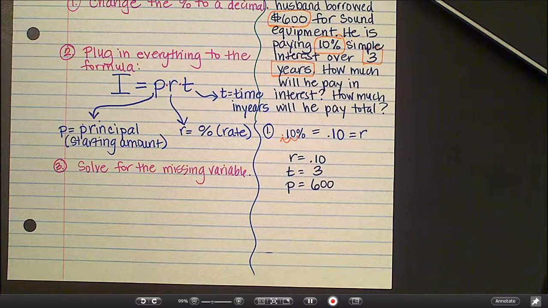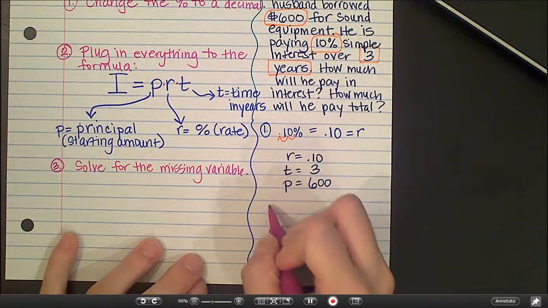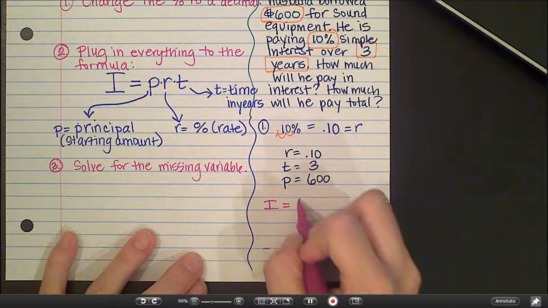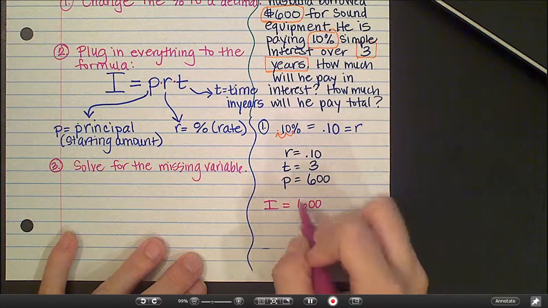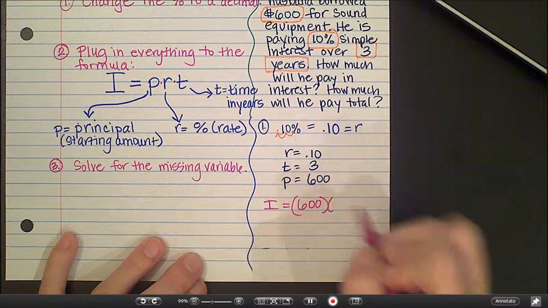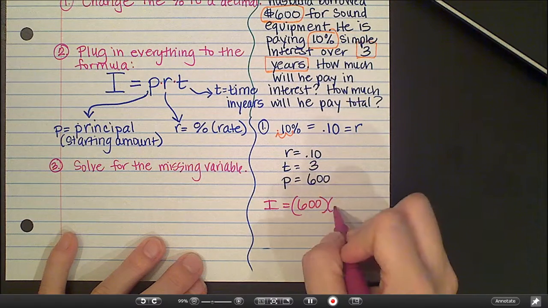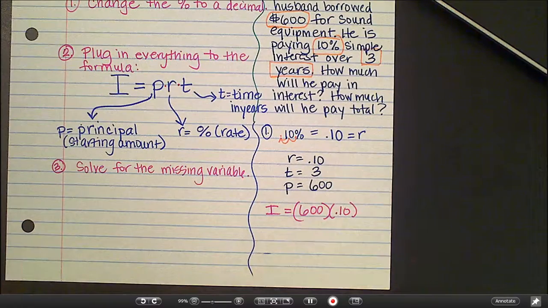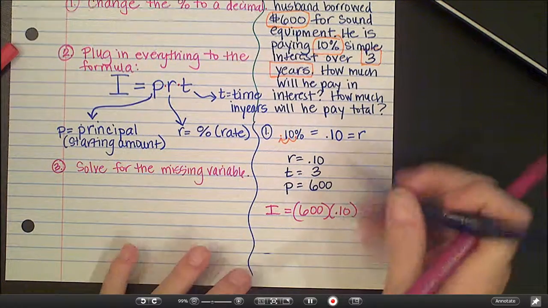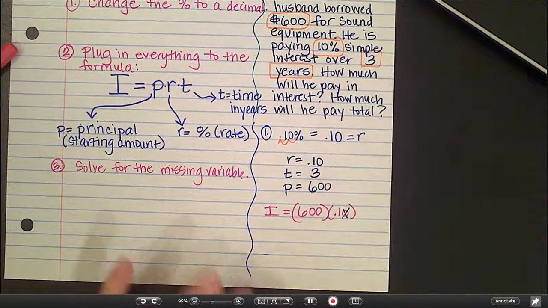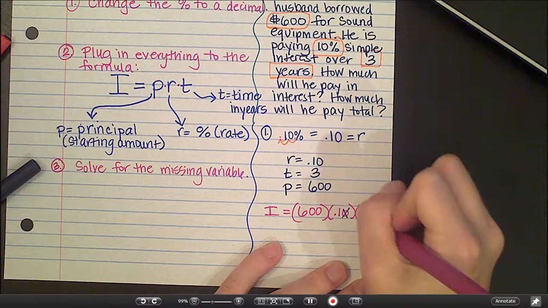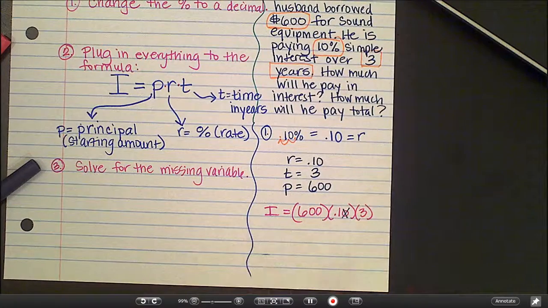So let's go ahead and plug this in. We've got interest that we don't know yet, equals principal, which is 600, times rate, which is 0.10. Do we need that 0 on the end? No, we don't need that 0 on the end. So this will make it a little bit easier when we multiply. And then T, which is 3 years.